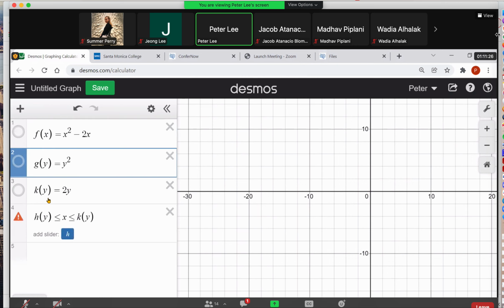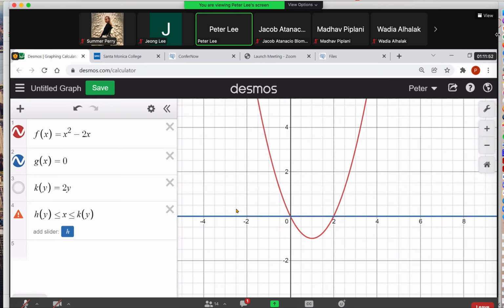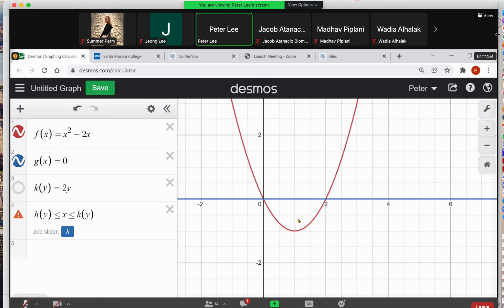So in this case, let me change this. So we have this curve and we have this curve. Oh, no. g of x equals 0, sorry. And so if I magnify this, we get this right here. So now you can see what area are we talking about. So we are obviously talking about this tiny area here.